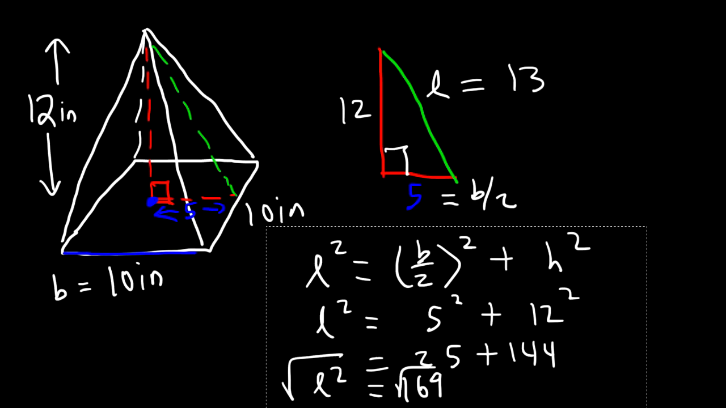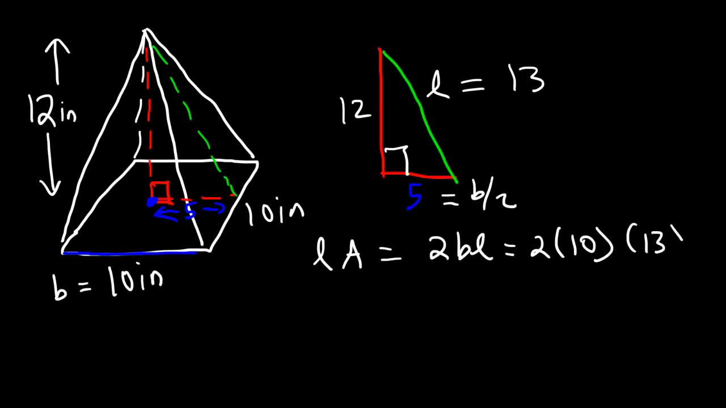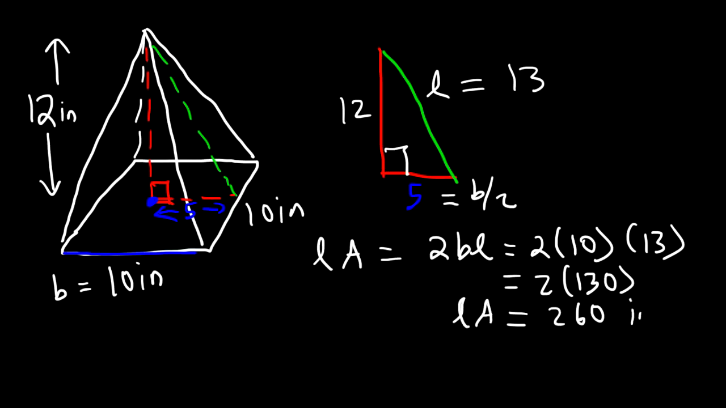So now that we have it, we could find the lateral area, which is simply 2BL. So it's 2 times 10 times 13. Now 10 times 13 is 130, and 2 times 130 is 260. So that's the lateral area. It's 260 square inches.